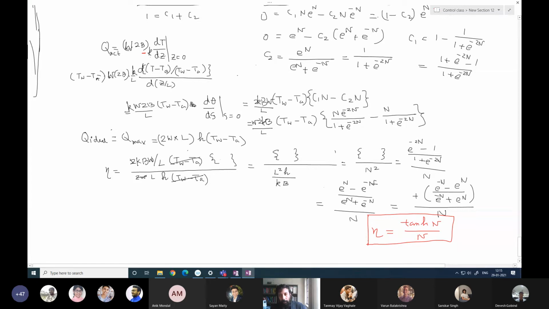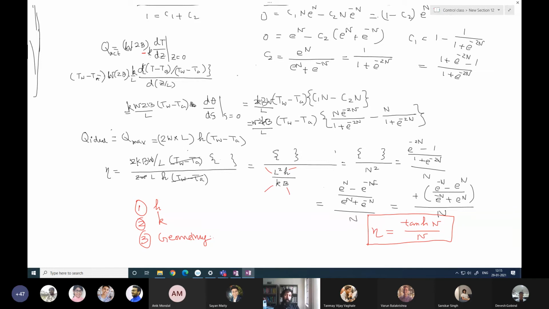So the fin efficiency is a function of the convective heat transfer coefficient, thermal conductivity, and the geometry. So h, k, geometry. In this case, geometry is simple. Only L and b define the geometry.